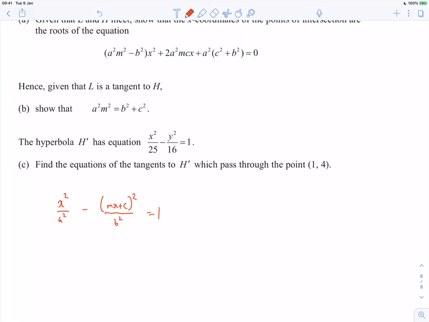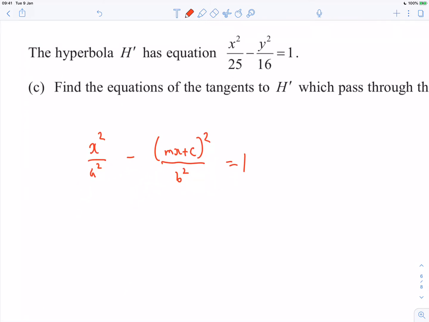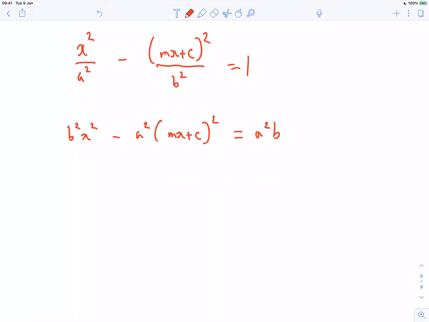Okay, well, I think I just need to... What does this say? It's got x squared, lots of stuff, and then it's got x, lots of stuff, and then constants. So really, there's not a lot to do here other than just expand. So if I times everything by a squared b squared, this becomes a squared b squared, and this becomes b squared x squared, and this is minus a squared lots of (mx plus c) all squared. So let's just deal with it. So I've got b squared x squared minus a squared lots of, and if I expand this double brackets, I'll have m squared x squared plus 2mxc plus c squared, and this equals a squared b squared.